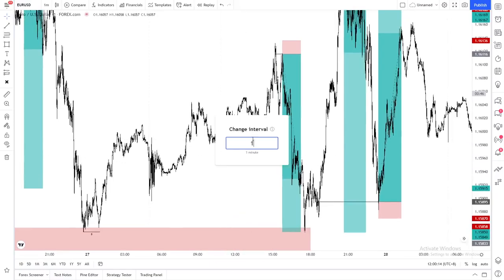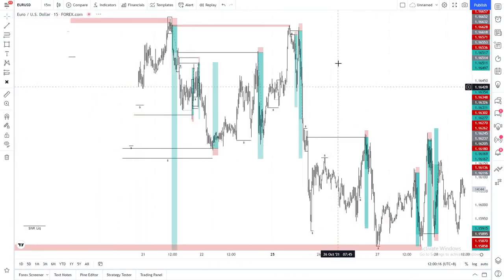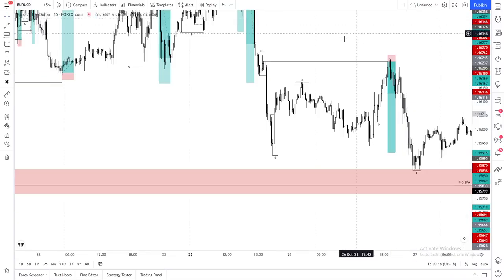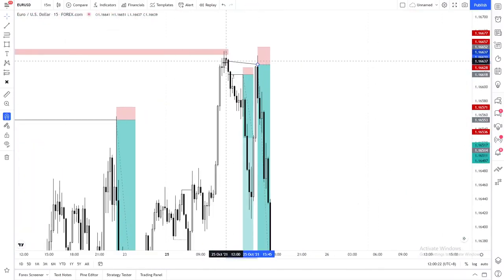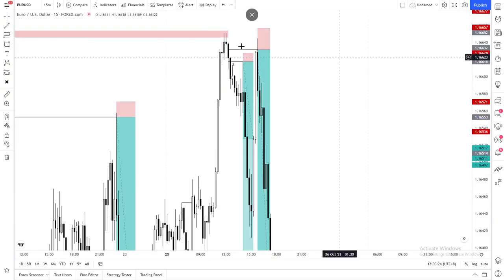Alright, there we go. That was the model. That was what I was looking for over here. I marked that wrongly. My entry was meant to be a bit higher. This looks like I took an FVG entry.